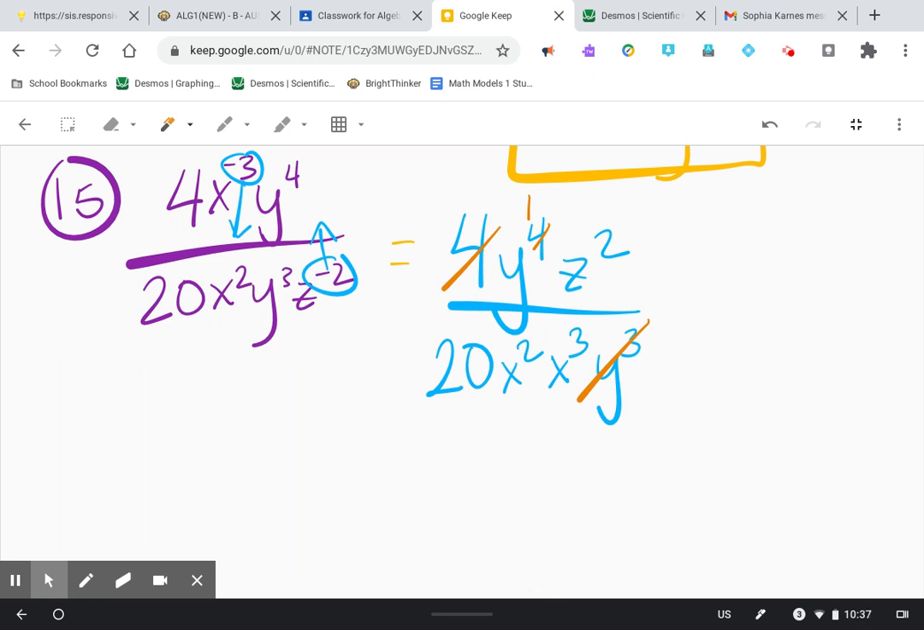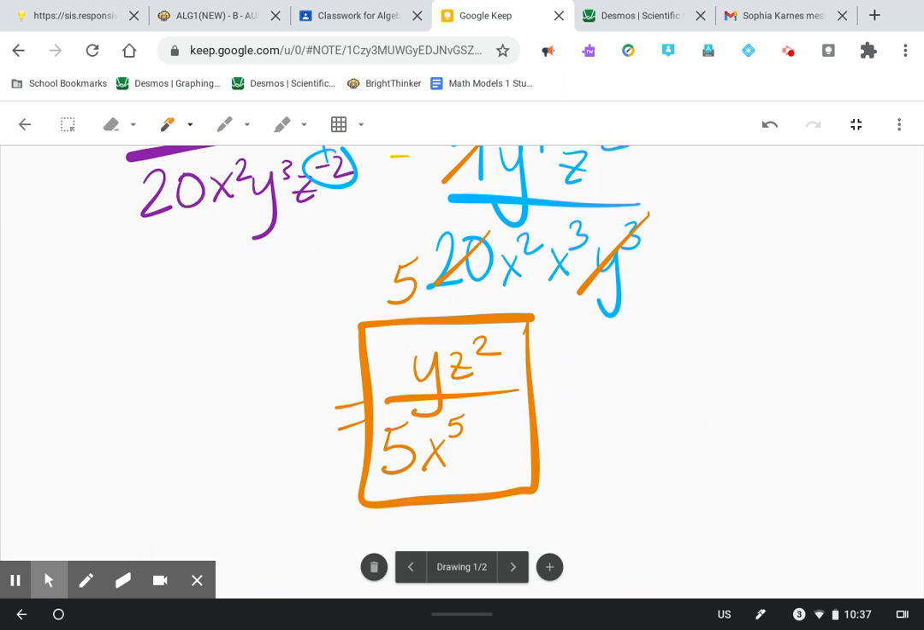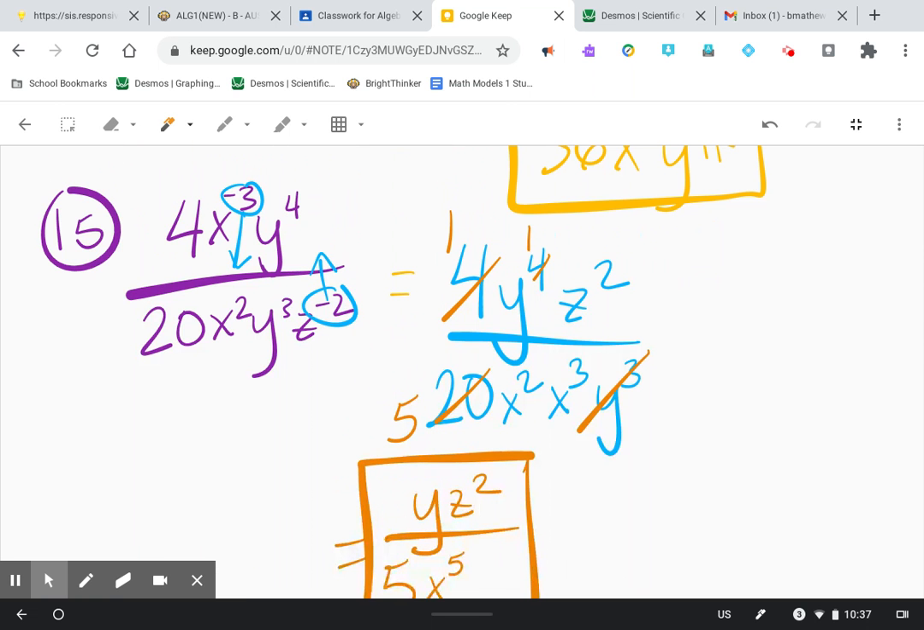4 and 20 are both divisible by 4. 4 goes down to 1, 20 goes down to 5. So we're going to have on the top y to the 1, z squared. 5 on the bottom. X squared and x to the third make x to the fifth because we add the exponents, and that y canceled out. And so that is the final answer. So again, that one puts together a lot of the properties all in one.